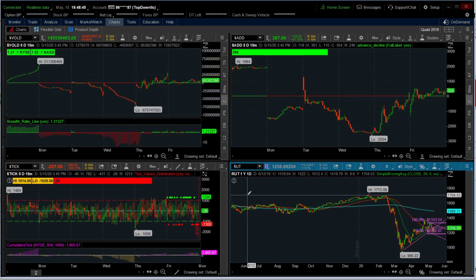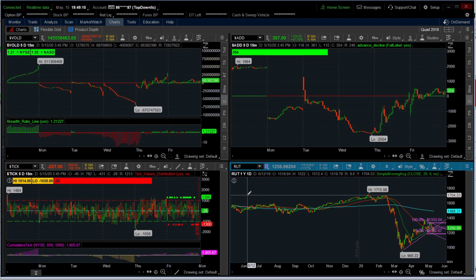You always want to have at least one screen dedicated to market internals where you have, in this formation, breadth, advanced decline line, ticks, and in your bottom right a chart of whatever market you're most trading, be it ES or NQ. If you're more of a tech stock trader, maybe you want the NQ there. If you're more of a listed stock trader, big caps, whatever, maybe you want the ES there.